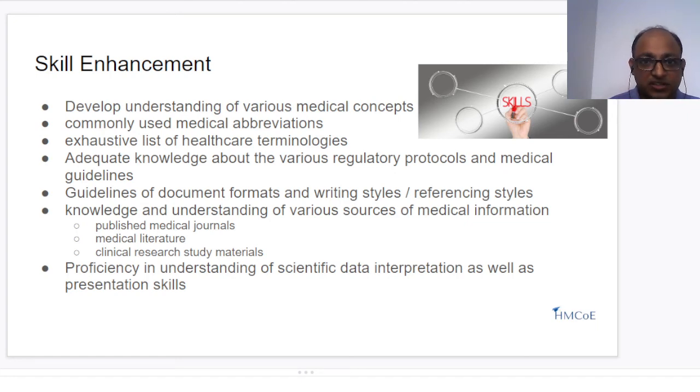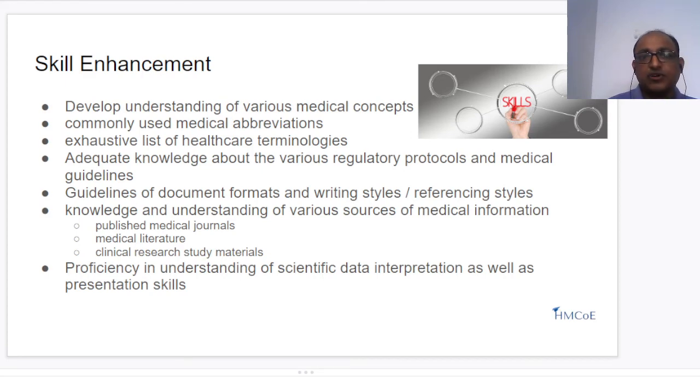What all terms are there? What are the glossaries? What kind of abbreviations are being used? So basically, you should have adequate knowledge of various protocols and guidelines, and you have to be aware about the writing style, the referencing style. So once you are aware about those, you need to start writing and implementing those guidelines in your regular writing.